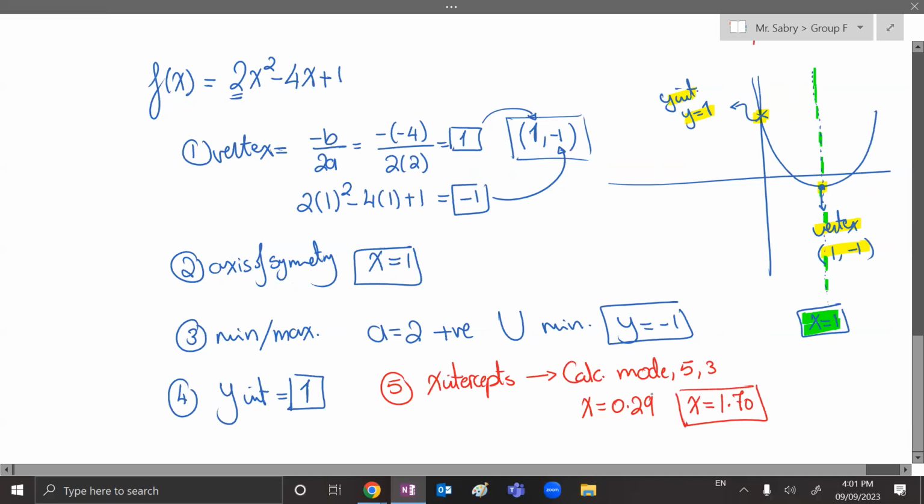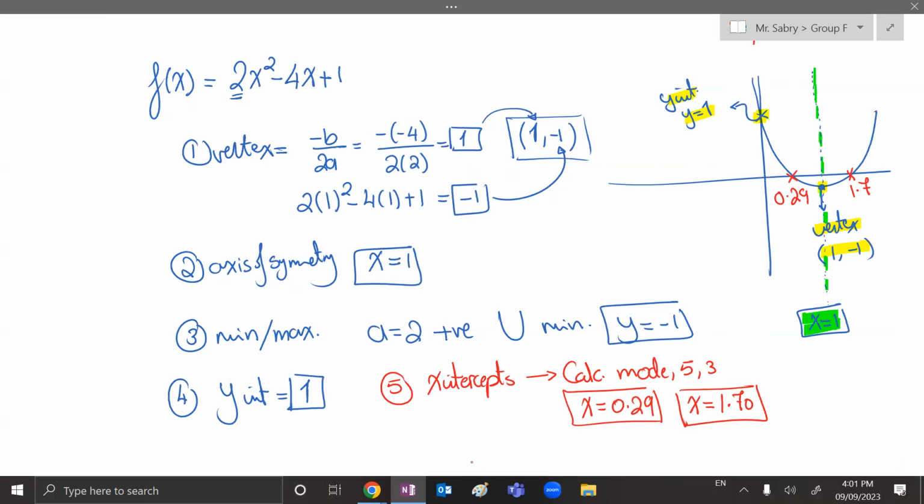Those are the x-intercepts. x1 is 2 plus square root 2 over 2. What? No, you didn't write it as -4. You wrote +4 in the b.